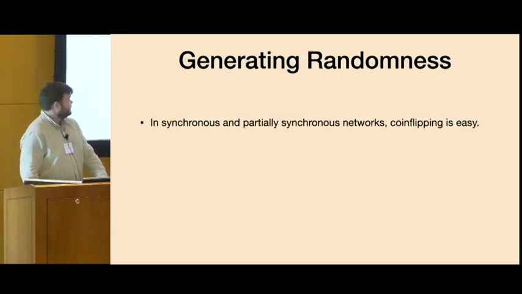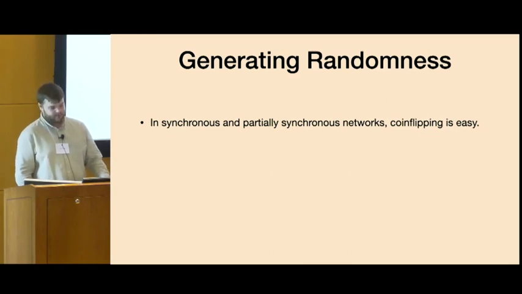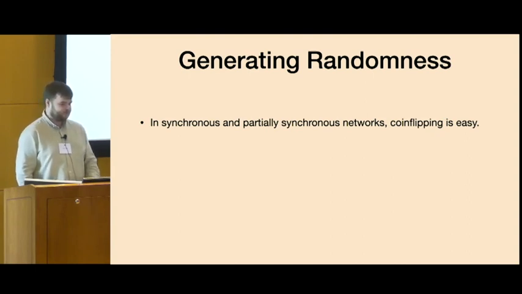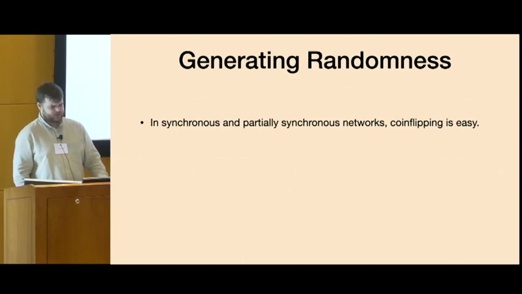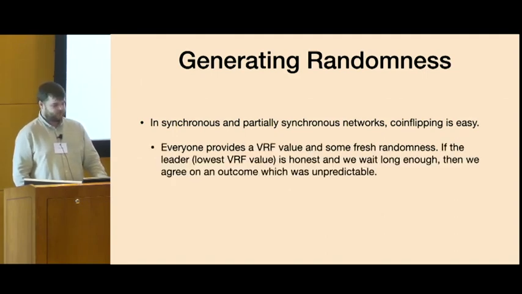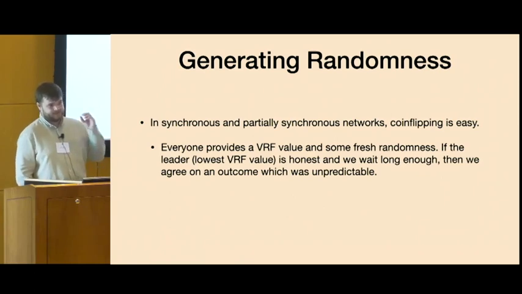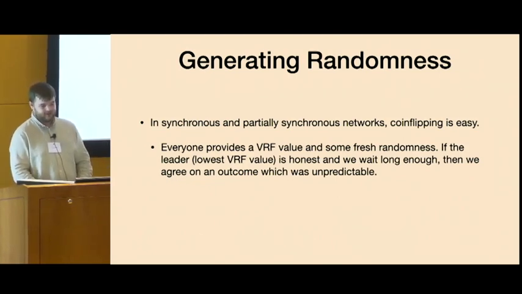If you are in a synchronous or partially synchronous network, in partially synchronous networks you also need a source of randomness, and in synchronous networks you also want to use it for efficiency reasons. In those two settings, coin flipping is easy. Everyone uses a VRF on some value and provides some randomness. Then you pick whoever has the lowest VRF value, and this is your coin flip for this round of the protocol. And if you wait for long enough, then this works.